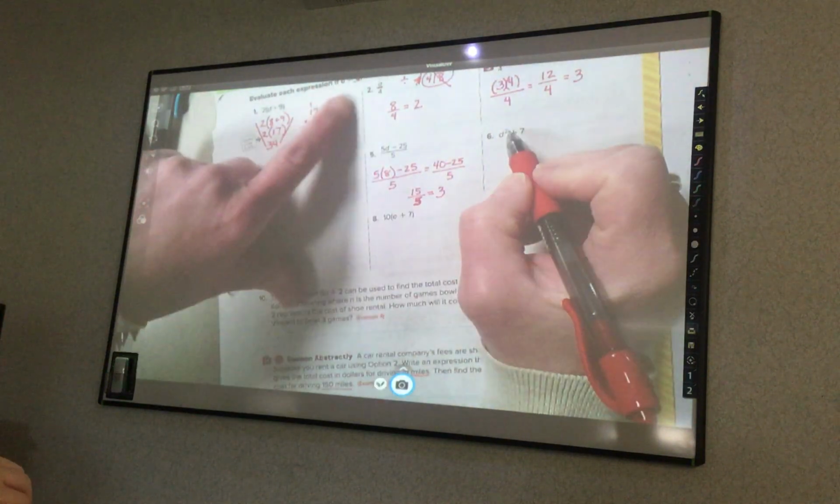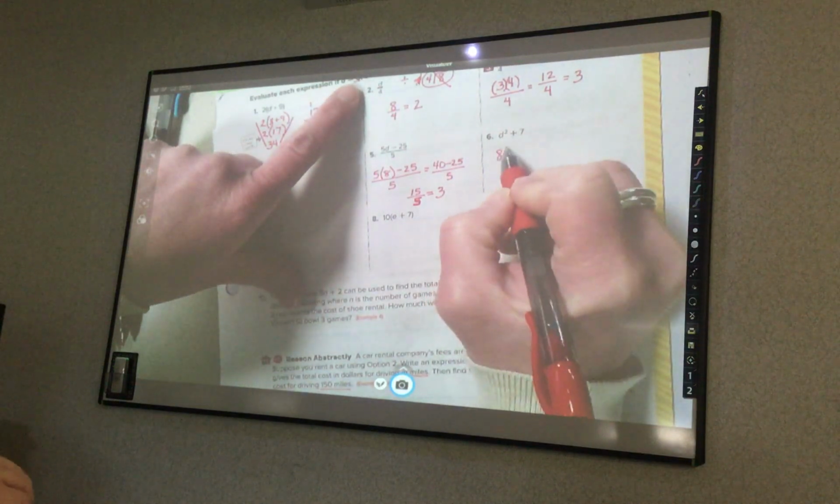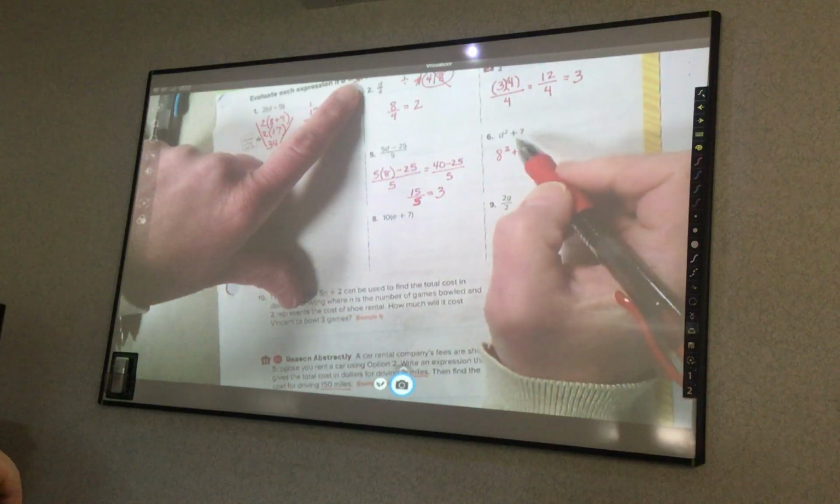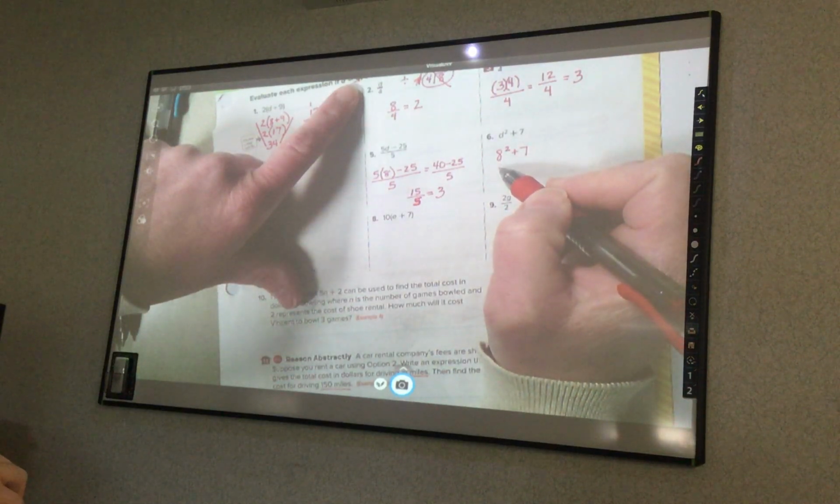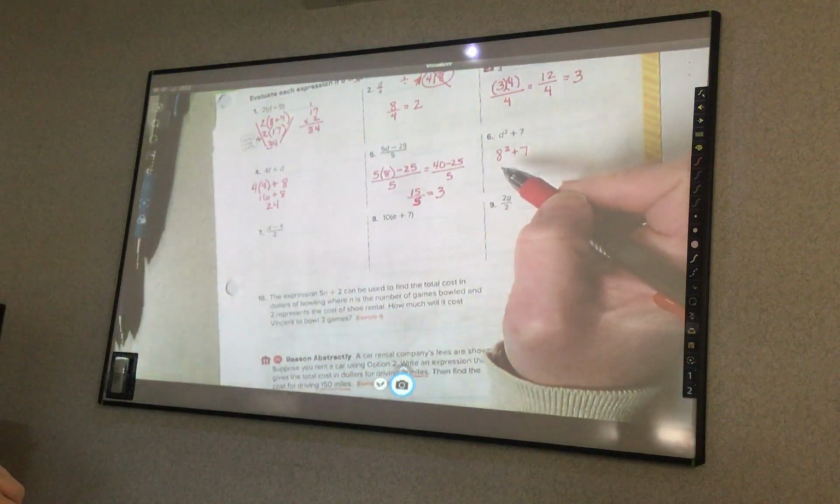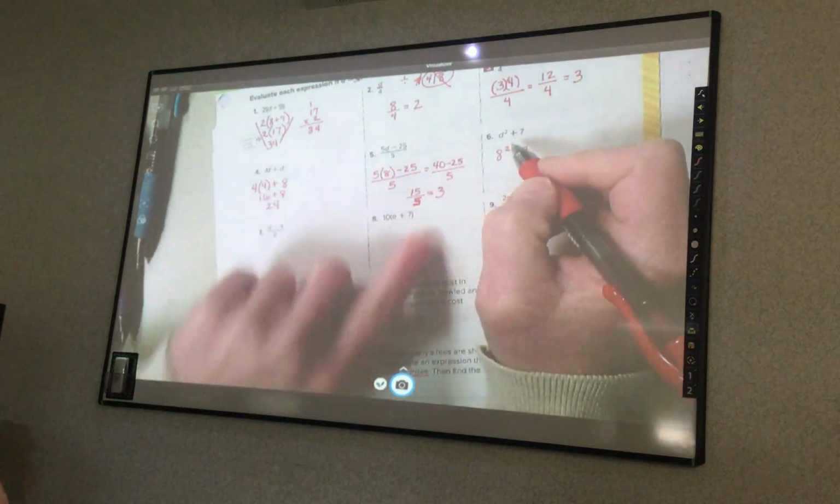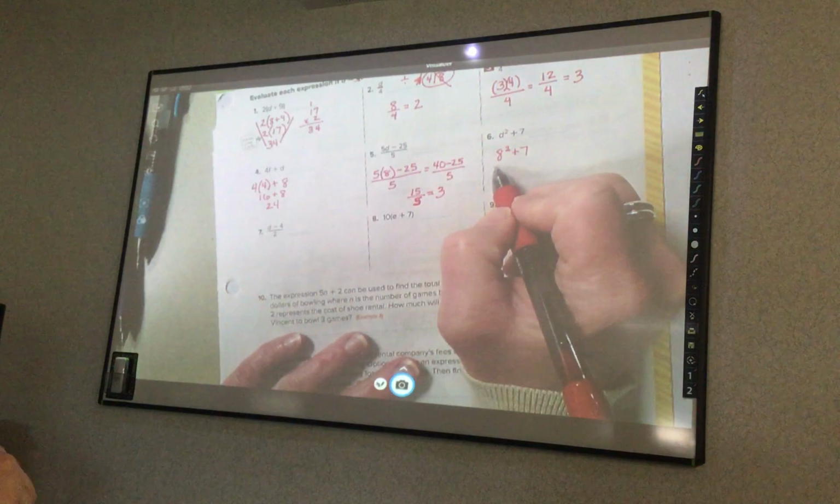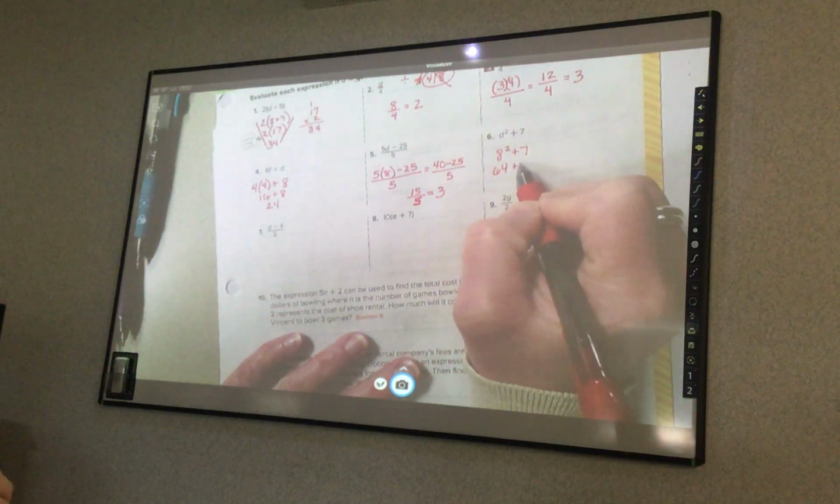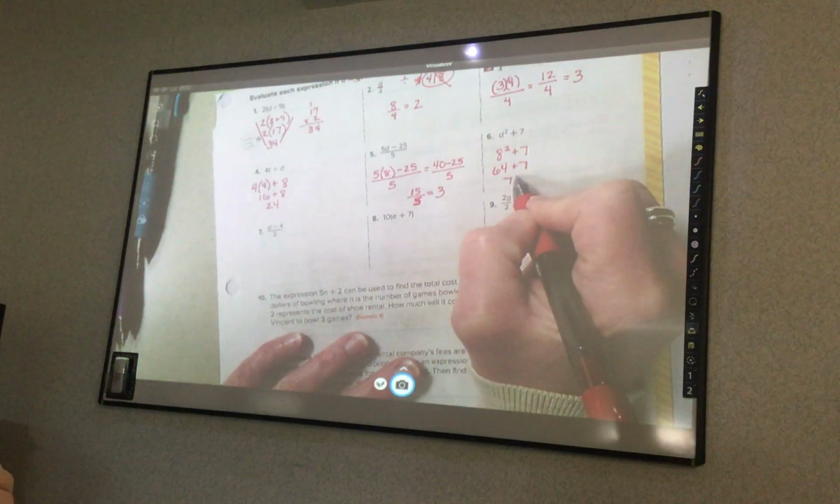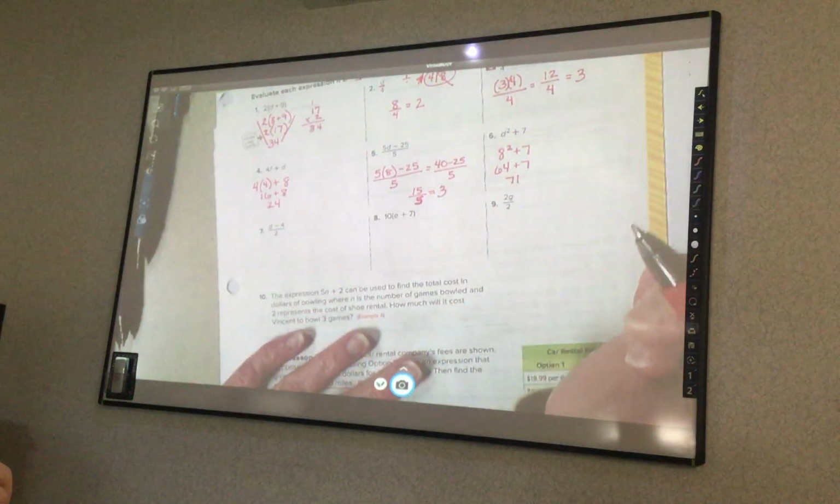D squared, D is 8, so I say 8 squared plus 7. Do not square it first before you put it down here. When you replace that number into the letter, I want it rewritten first. And then 8 squared is? 64. So then I show 64 plus 7, and what's 64 plus 7? 71. Because 7 plus 4 is 11.